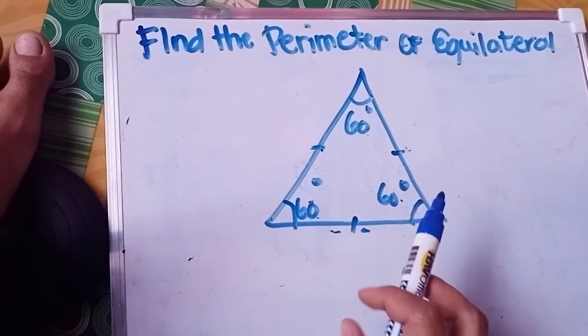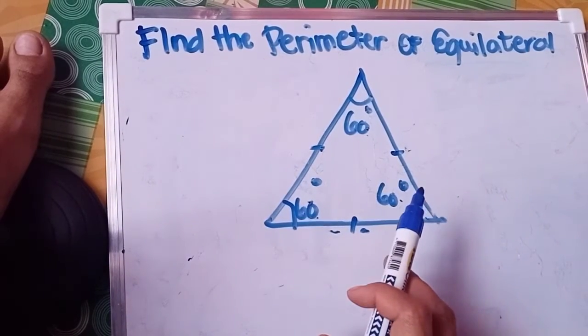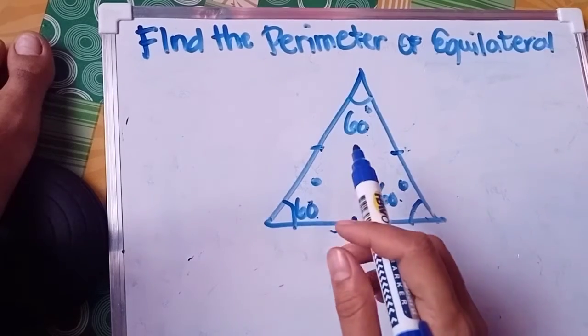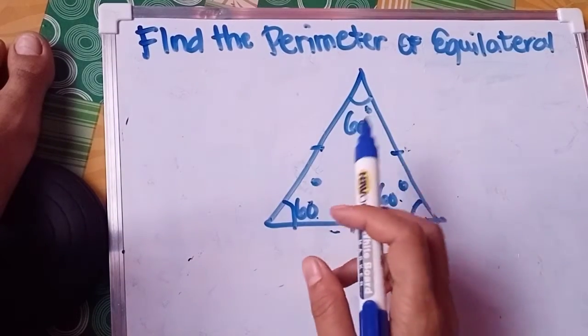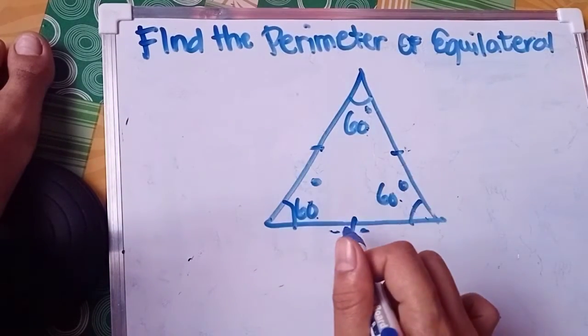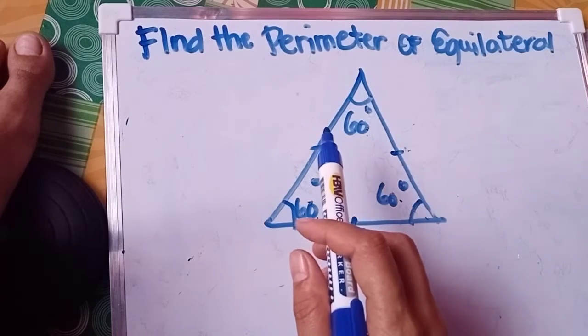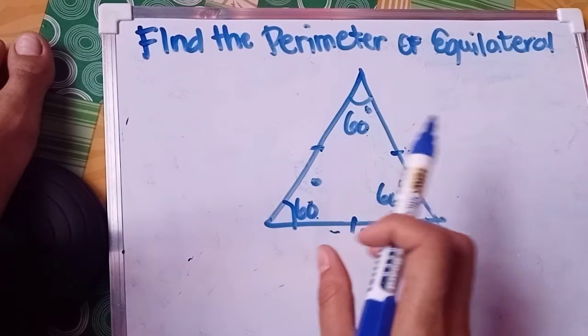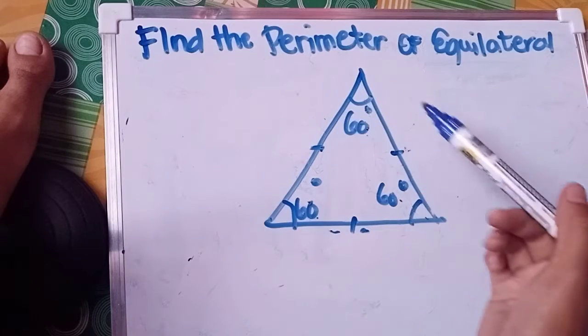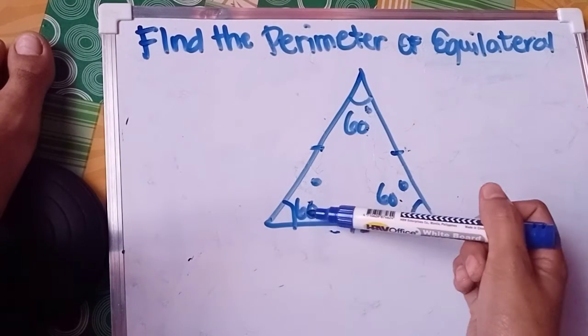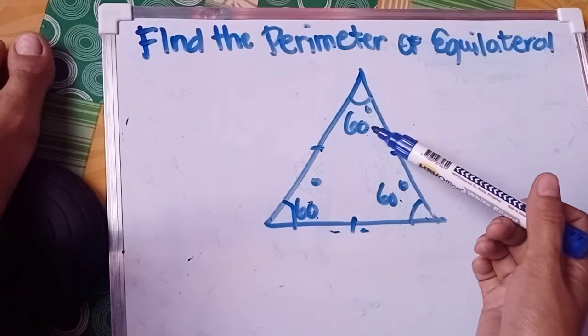Now we define the perimeter of an equilateral triangle. The perimeter of an equilateral triangle is the sum of its three sides. A triangle is considered to be equilateral if it has the following basic properties: all three sides are equal, and all three angles are equal to 60 degrees.